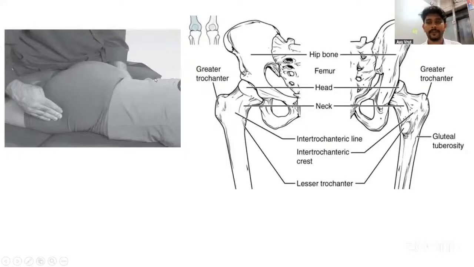As you can see in this left hand side image, the doctor is palpating at the greater trochanter. Can you see his hand? Can you appreciate his hand? Yes, this is the greater trochanter. On the right hand side image, the same thing you can see. This is called the greater trochanter. Clinically, this is very important to know, to check whether there is any muscle issue.